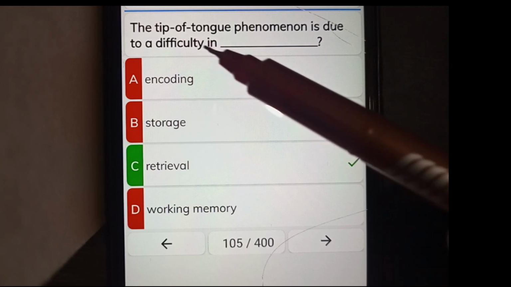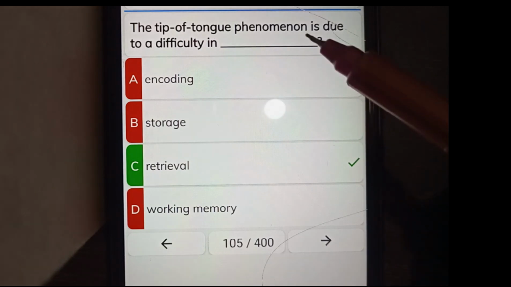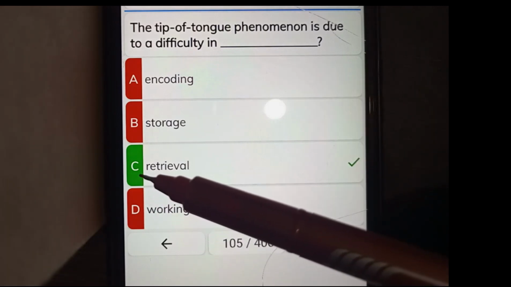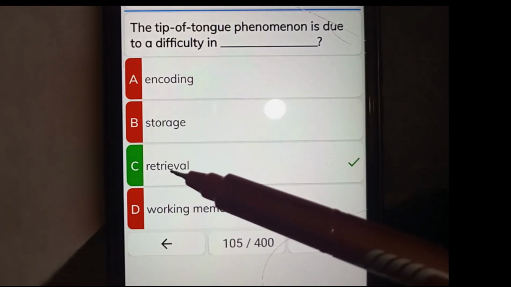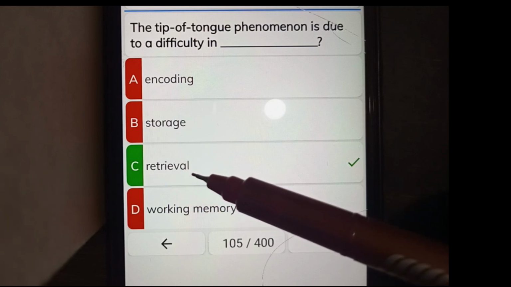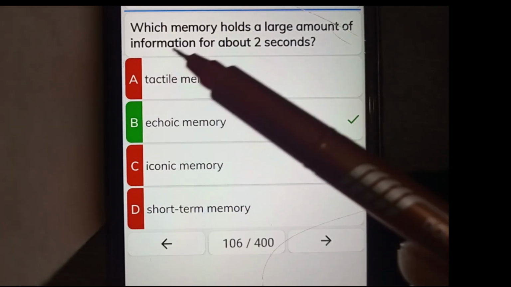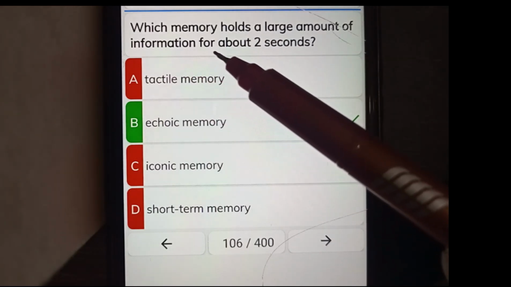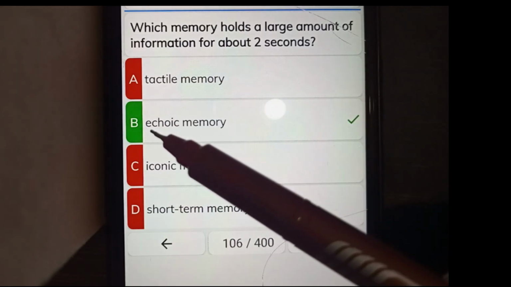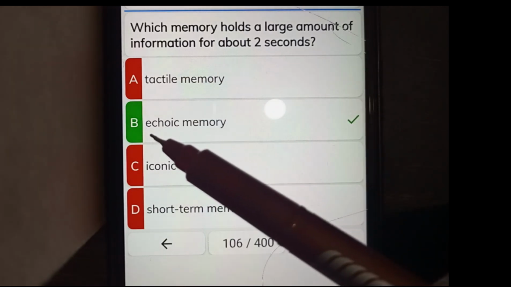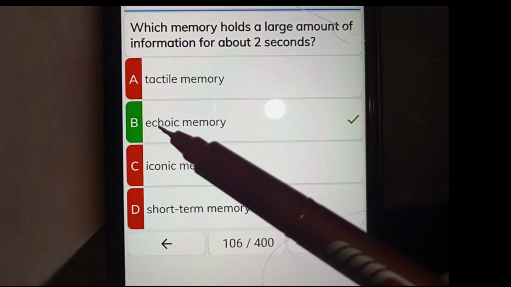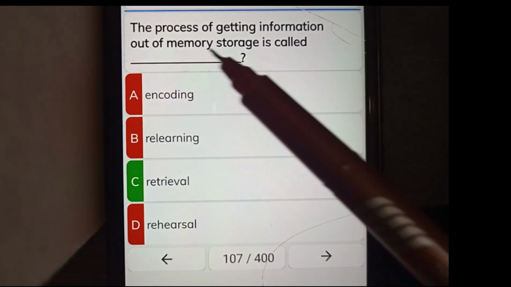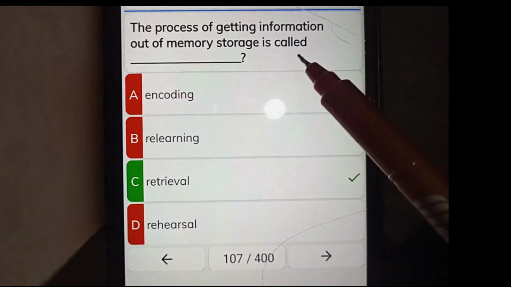The tip of tongue phenomenon is due to a difficulty in dash. The C answer is correct answer, retrieval. Which memory holds a large amount of information for about 2 seconds? The B answer is correct answer, ischemic memory. The process of getting information out of memory storage is called dash.